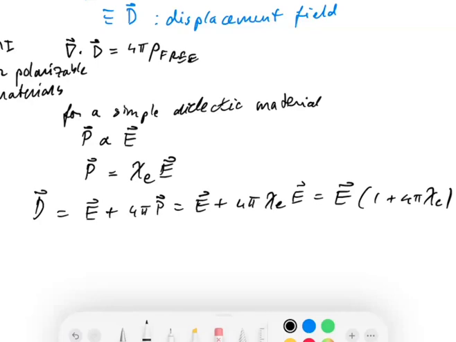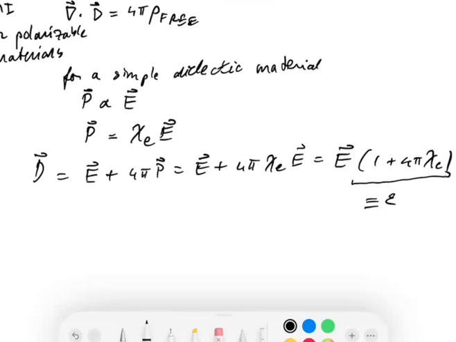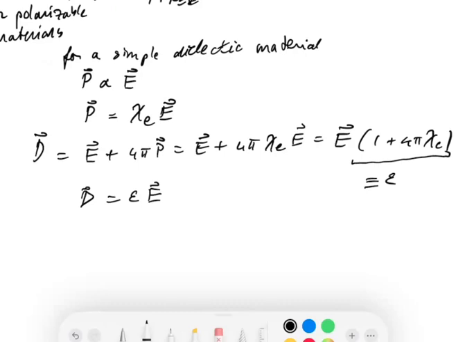Okay, so we can now call this epsilon, the relative dielectric constant, such that D is epsilon E in simple materials. And then capacitances get rescaled with that same epsilon. Okay.